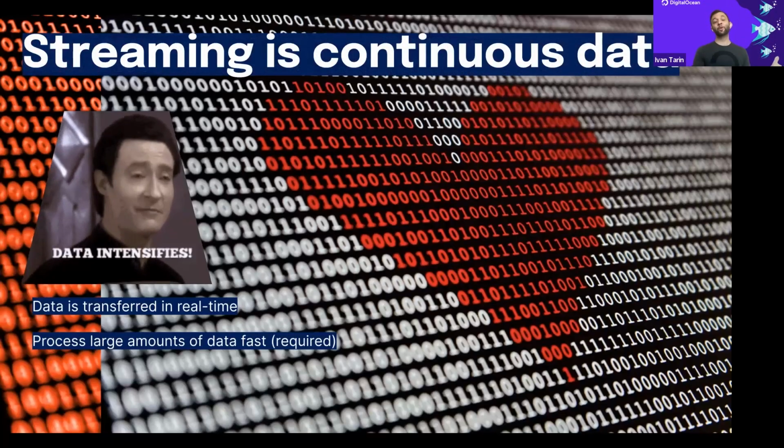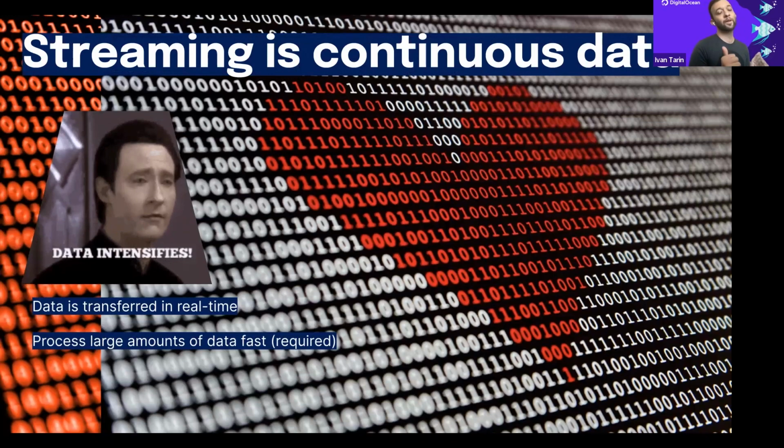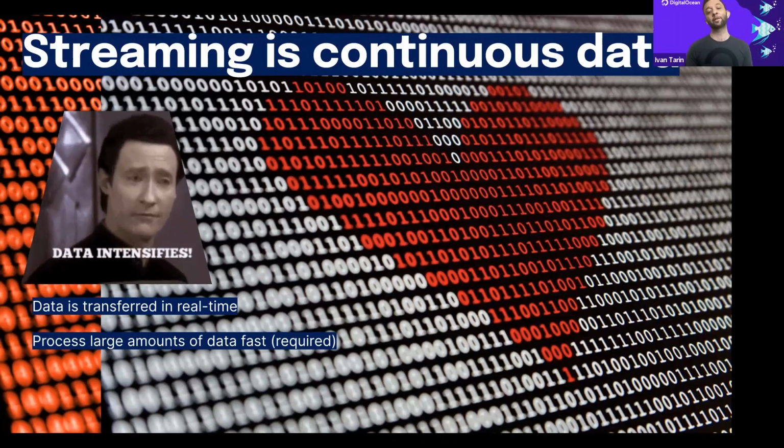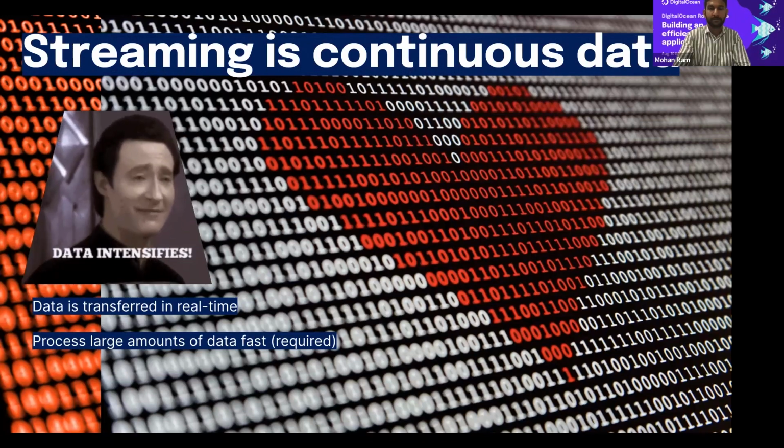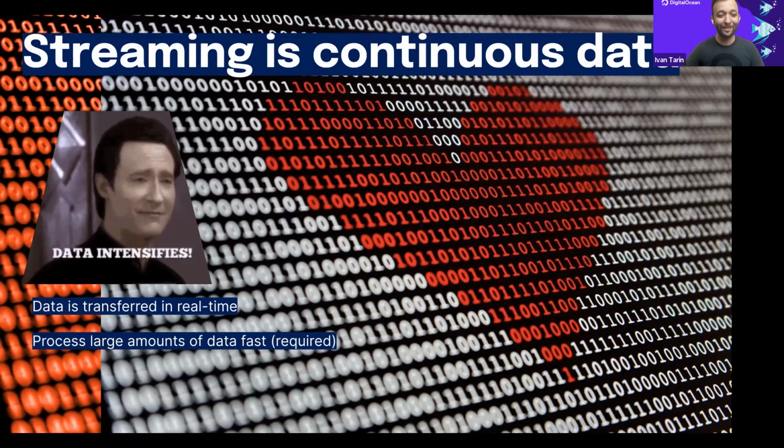So what is streaming? Streaming, when you get down to it and you eliminate video, you eliminate finance, all these other things, it really is continuous streaming, continuous data. It's transferring data in real time, and typically it's large amounts of data. Videos are really large files, and so I love Star Trek. I'm a huge dork, so yeah, data intensifies. Please, next slide.